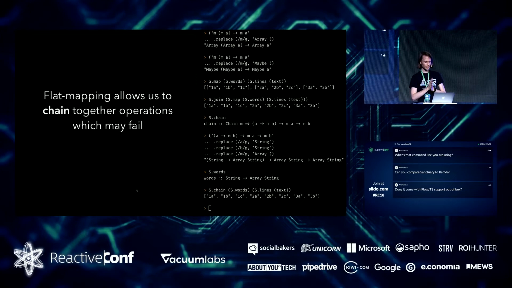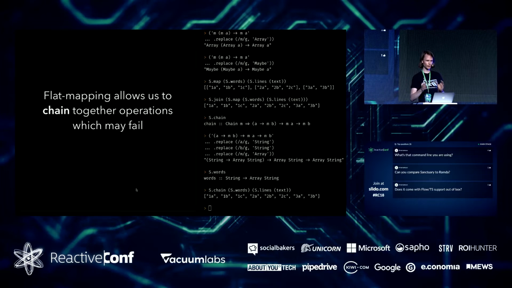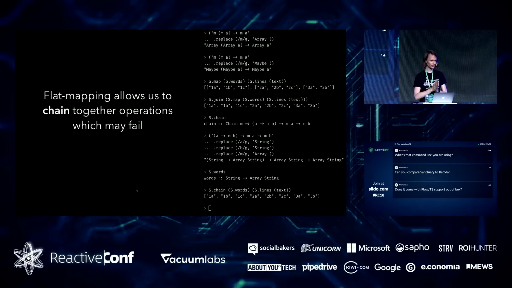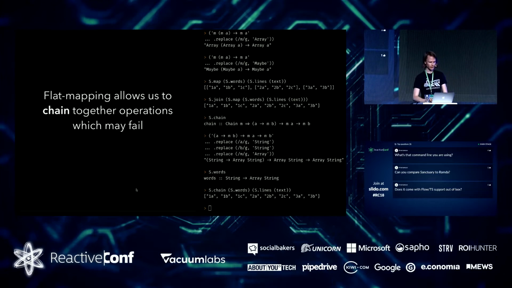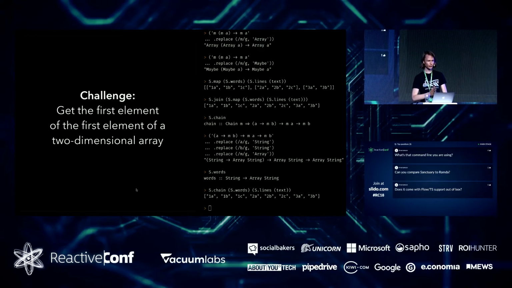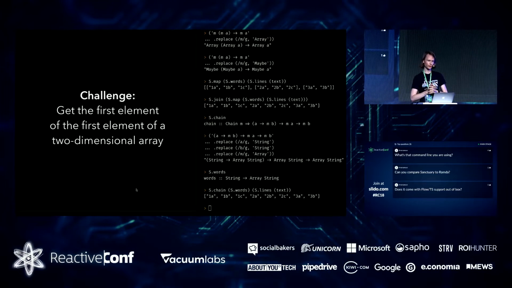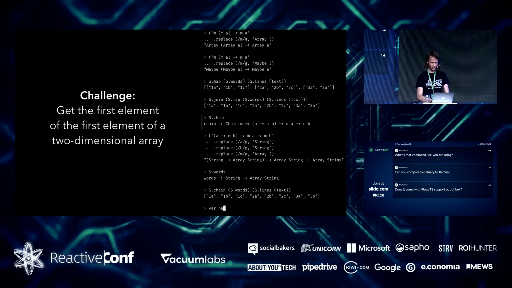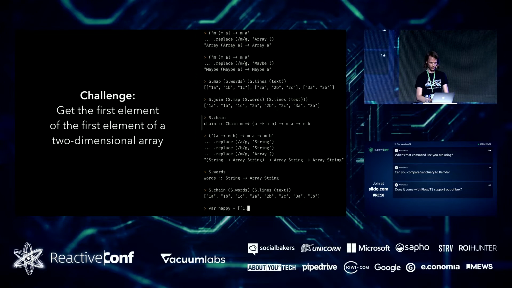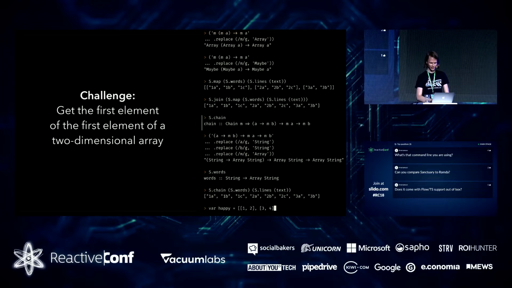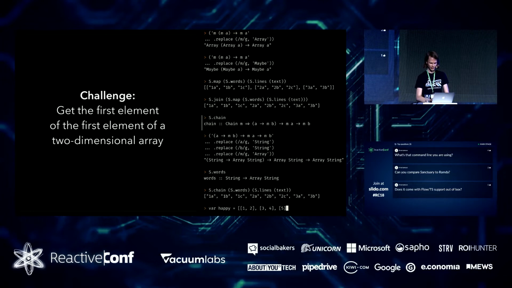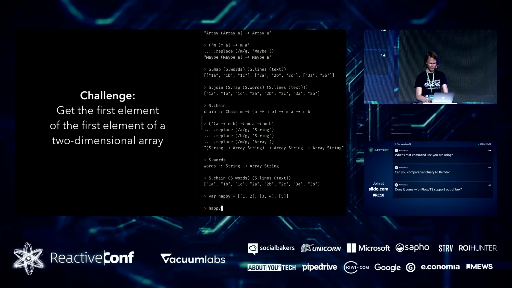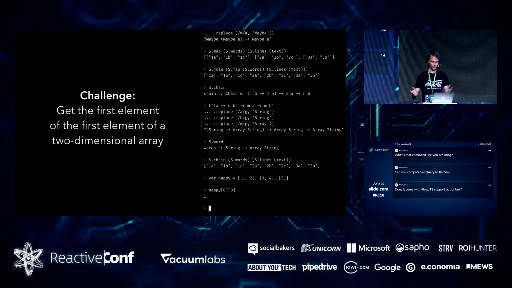Flat mapping allows us to chain together operations which may fail. And there are so many different types of failure that we deal with every day in our programs. So here's a challenge. Get the first element of the first element of a two-dimensional array. This sounds so silly that we almost don't need to write any code. So let's define this array of arrays. Let's call it happy. And we've solved the problem.